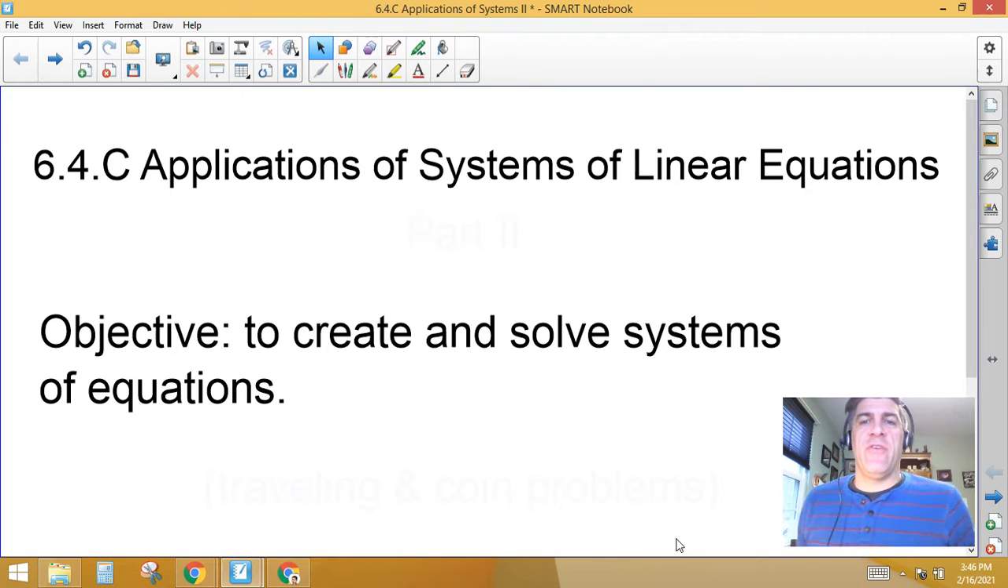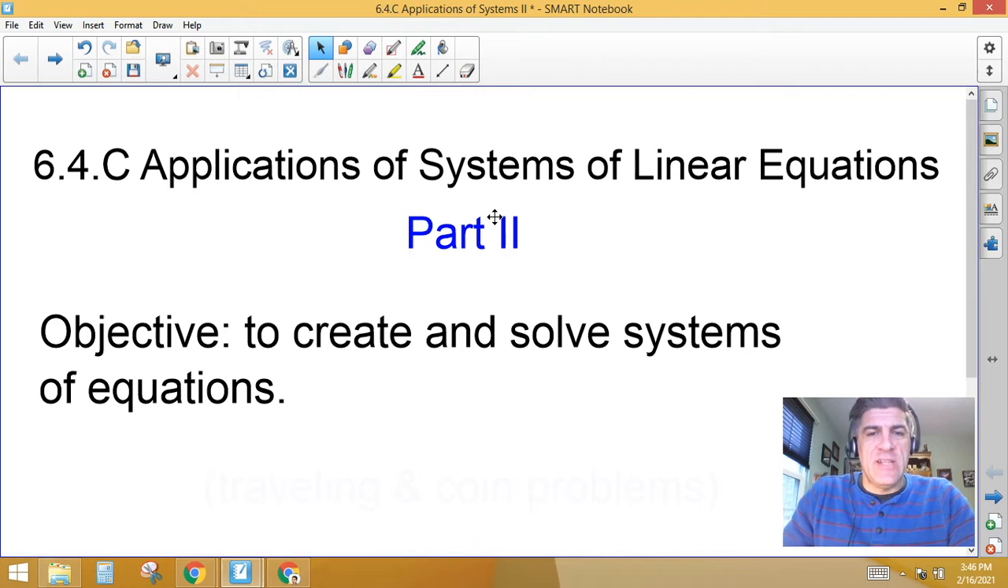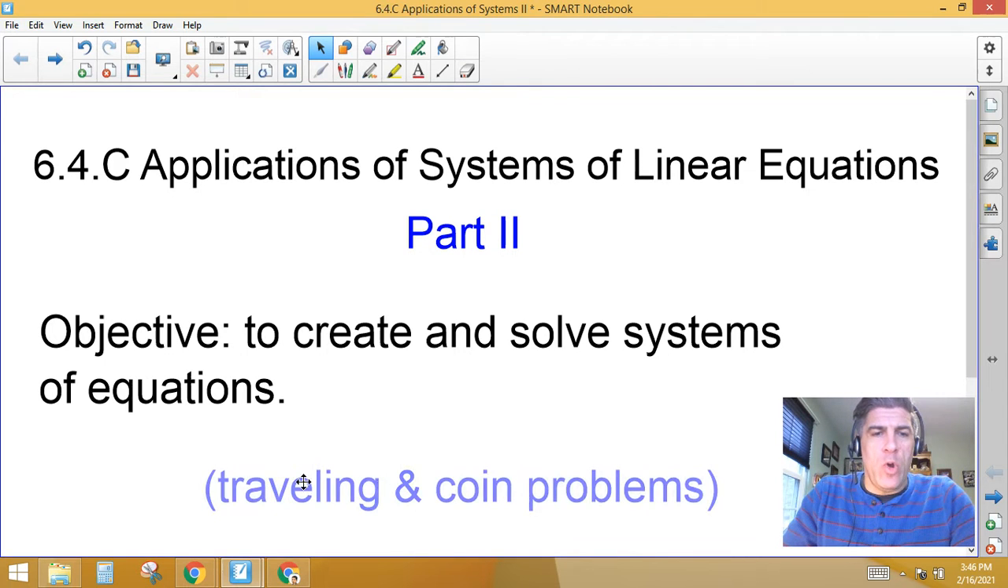6-4C, Applications of Systems of Linear Equations, Part 2. Same objective as last time, but now I'm going to work on traveling and coin problems for this lesson, okay?